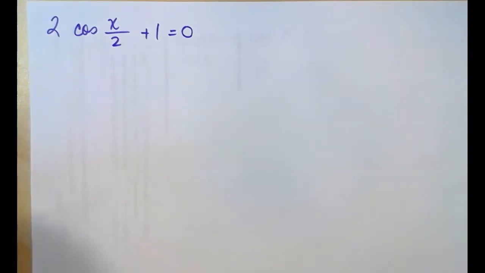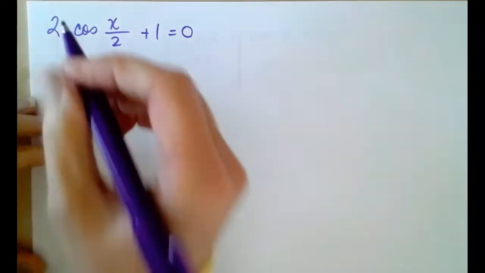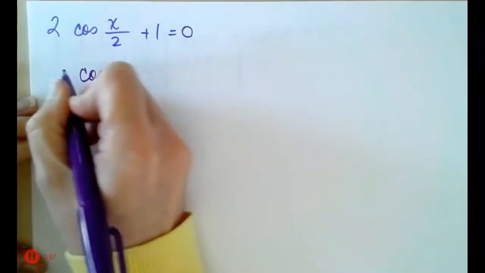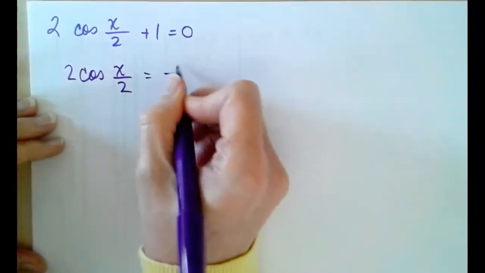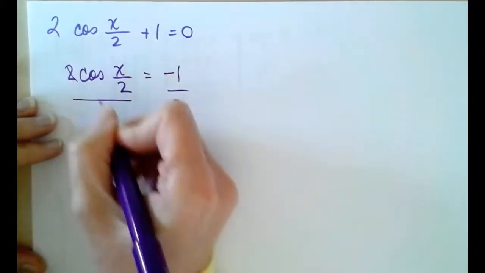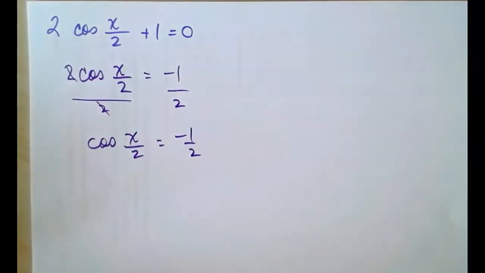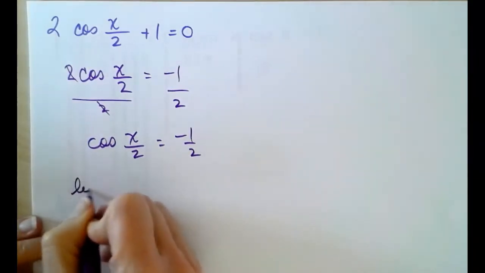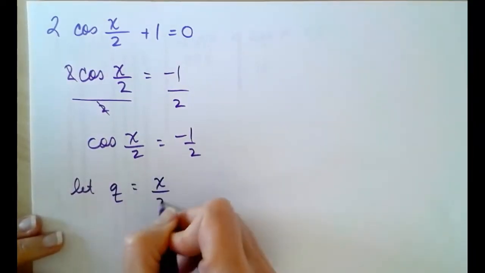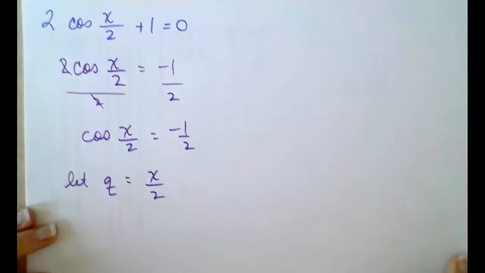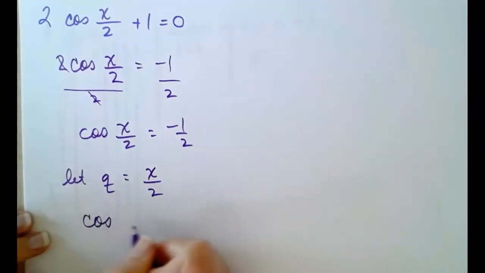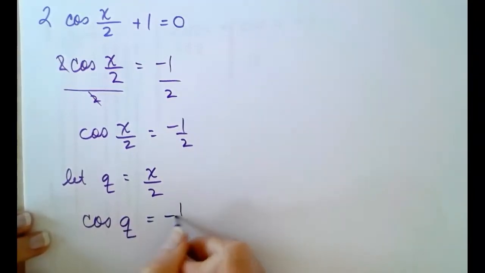Next, 2 times cosine of x over 2 plus 1. So isolate the trigonometric function first. 2 cosine of x over 2 equals negative 1. Divide by 2, divide by 2. Cosine of x over 2 equals negative 1/2. Now, let's go to a substitution here. Let q equal x over 2. So if q equals x over 2, then cosine of q equals negative 1/2.